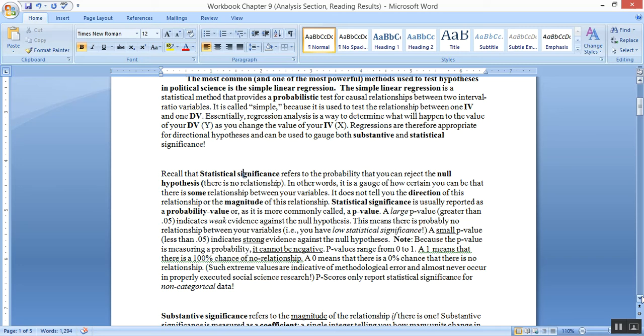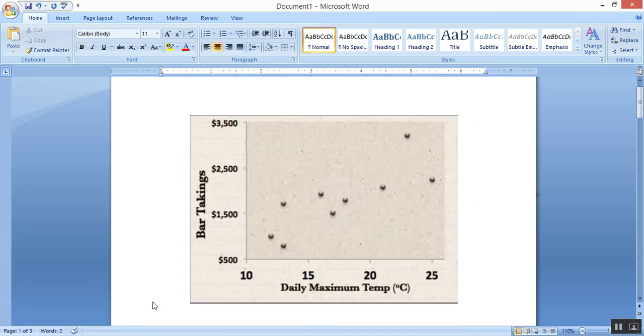So you can think of statistical significance as a gauge of how certain you can be that there is some relationship between the variables. It doesn't tell you the direction of that relationship. It doesn't tell you whether it is positive or negative. And again, to understand that, let's go ahead and jump back to our visual aids.